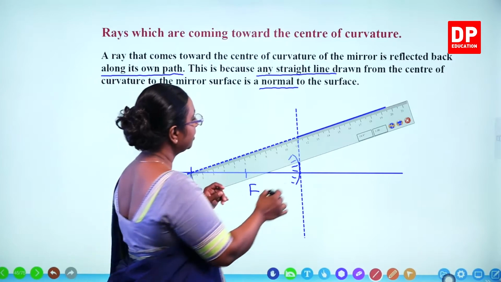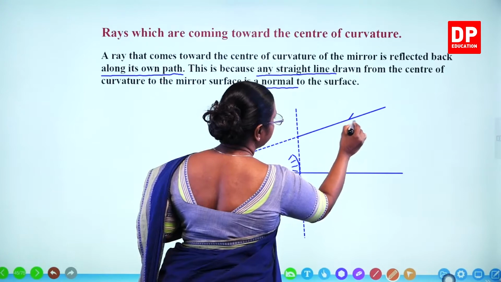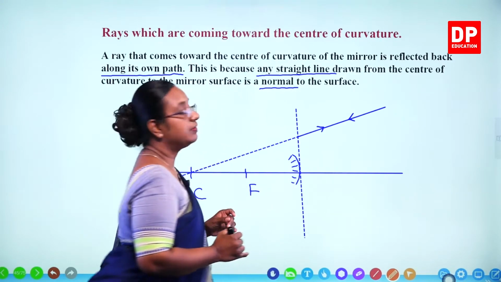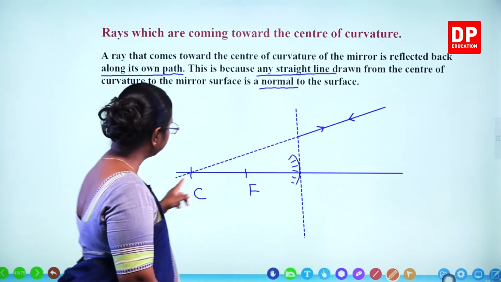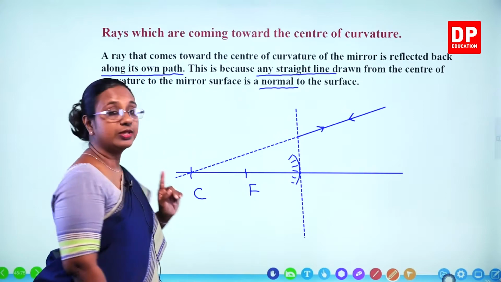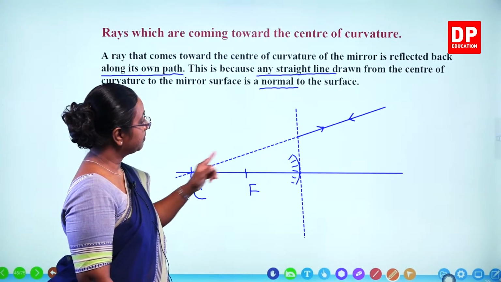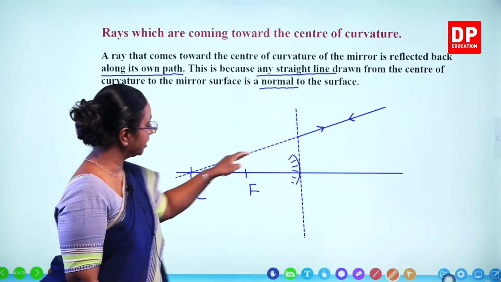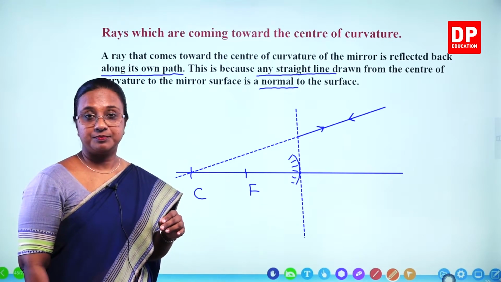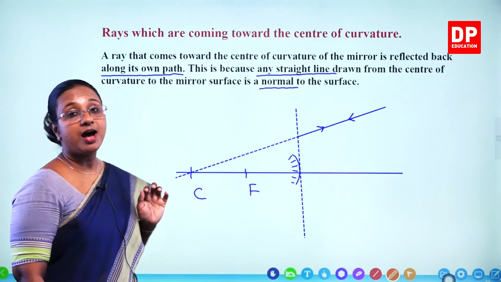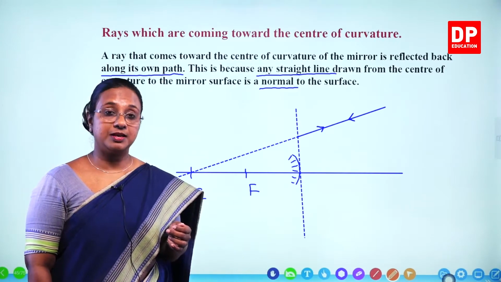Okay. So here we have the ray. The ray coming towards the center of curvature will reflect back in the same path. But when you extrapolate it, you can see the ray goes through the center of curvature. So this is the ray. Because the line through the center of curvature is perpendicular to the surface of the mirror. So those are the rays that are being reflected by a convex mirror.